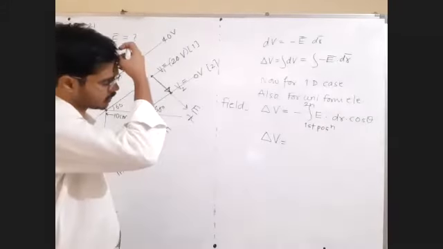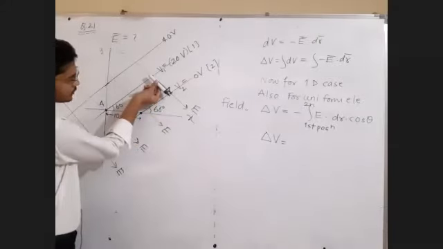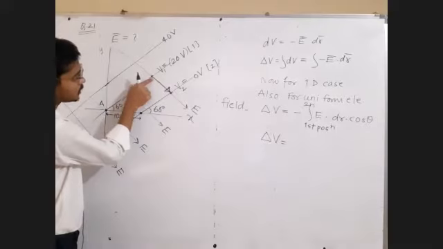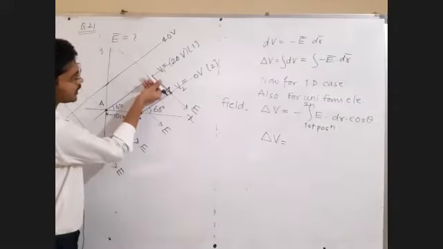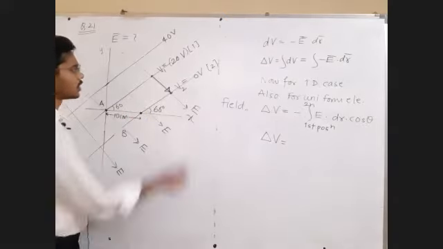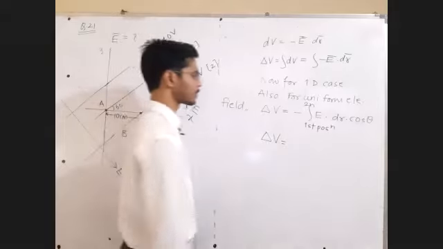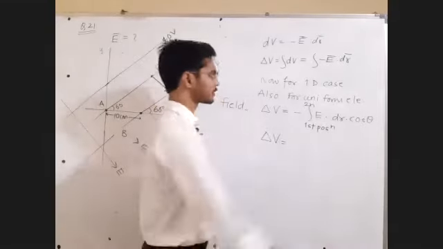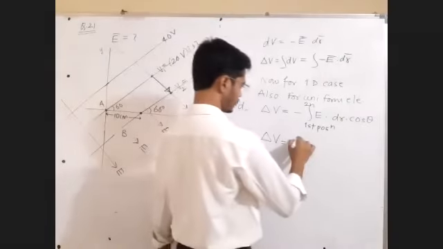Now in this case, the electric field is like this, and let us take dr also on this path. All the electric fields and all the drs are in the same direction. So at each and every point on this path, the electric field is parallel to this dr bar, so the angle between them is certainly equal to 0.